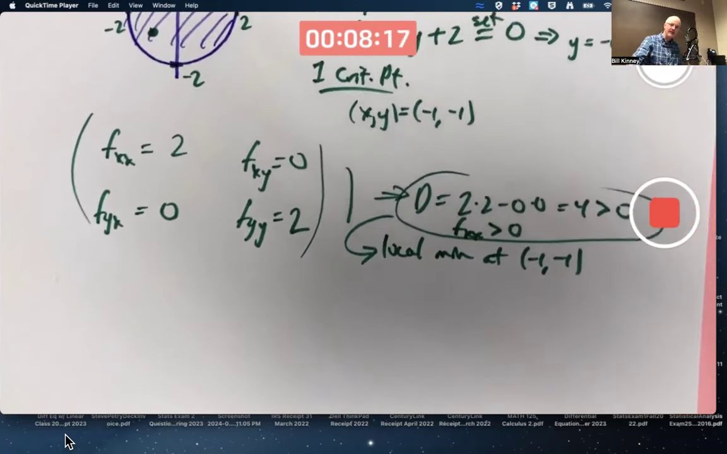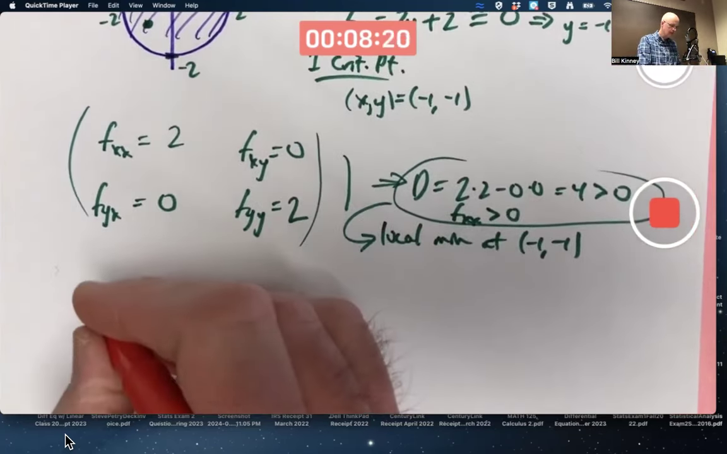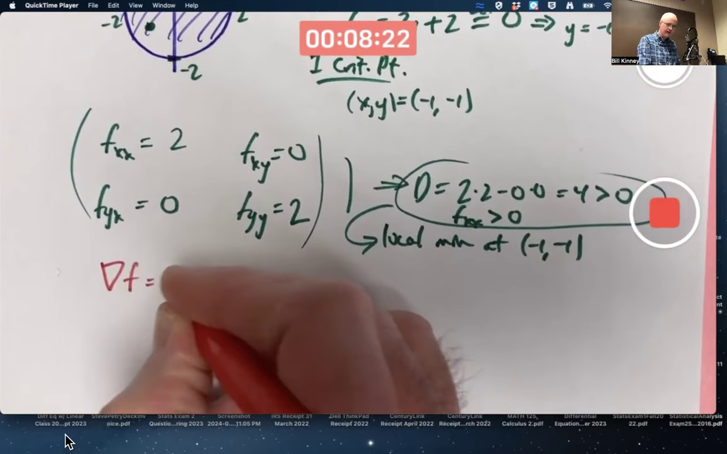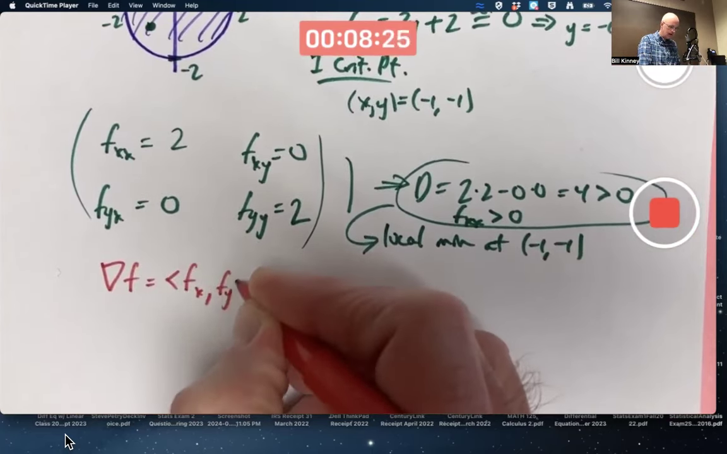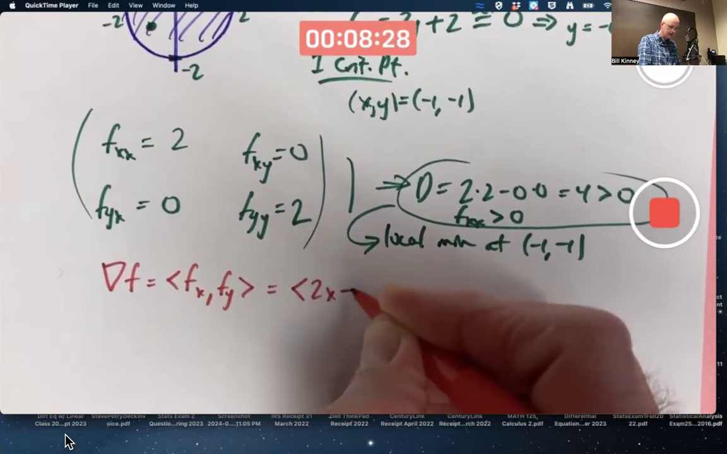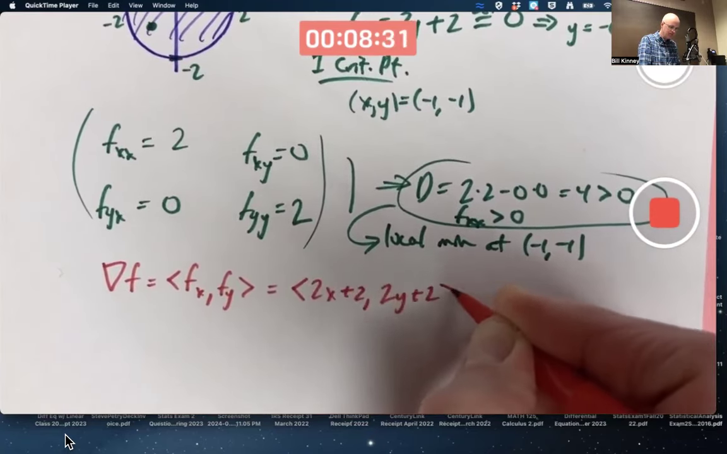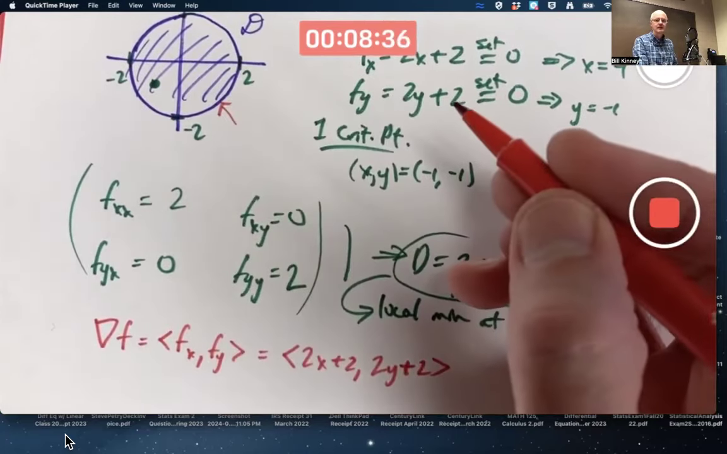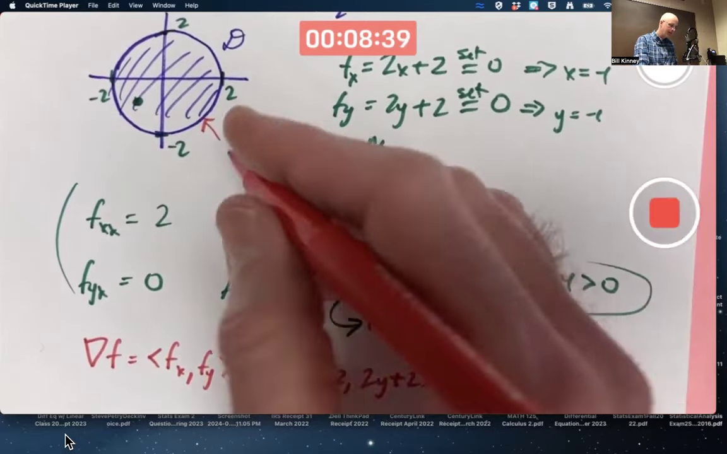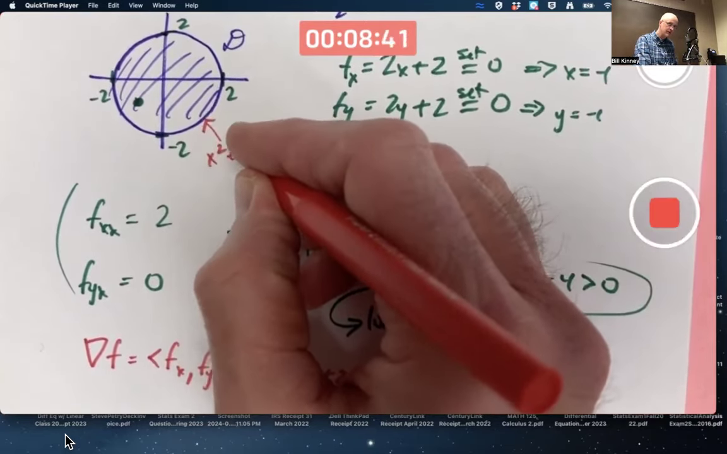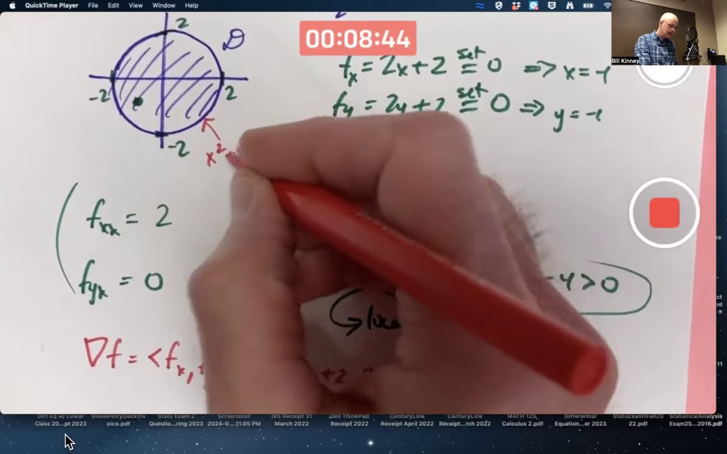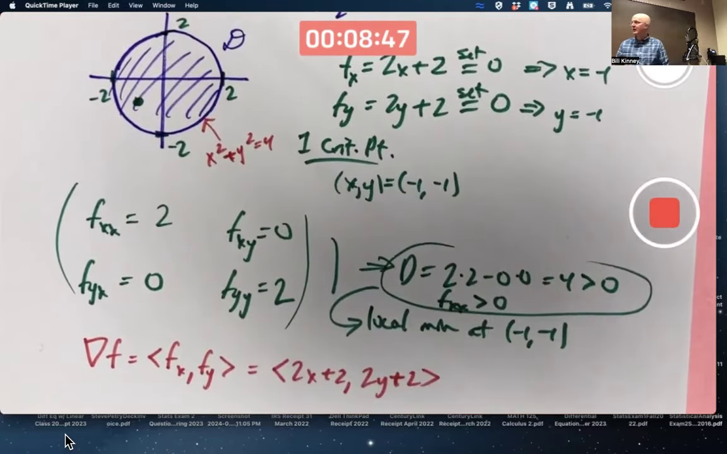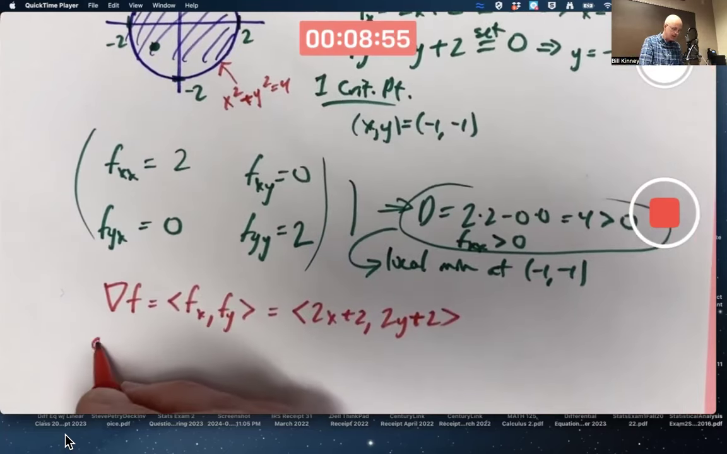Let's use the Lagrange multipliers for that. So the gradient of f has components 2x plus 2, 2y plus 2. The g function is a function whose graph is the boundary effectively. It's that the equation of the boundary there is x squared plus y squared equals 4. For the g function, you can use x squared plus y squared if you want. You could also use x squared plus y squared minus 4 if you want. It doesn't matter. I'll use x squared plus y squared.